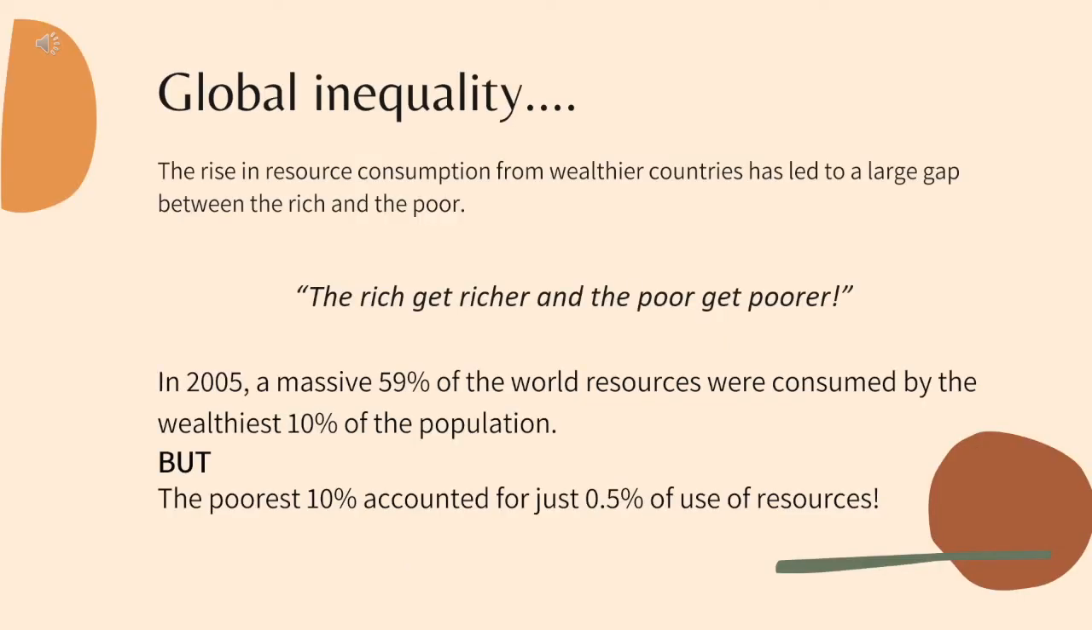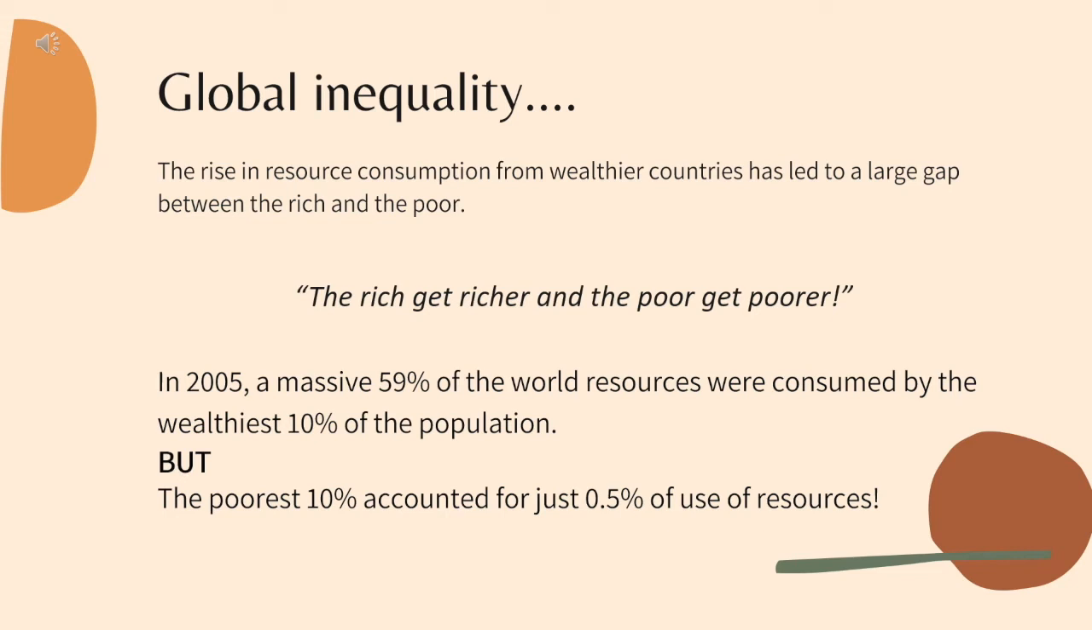In 2005, 59% of the world resources were consumed by the wealthiest 10% of the population. On the other hand, the poorest 10% accounted for just 0.5% of resource utilization. Now, if we look at some areas of spending, we can see that our society has serious problems. It is estimated that every year, Europeans spend $8 billion on ice cream. This is nearly enough to make sure every child on the planet can go to school, twice.